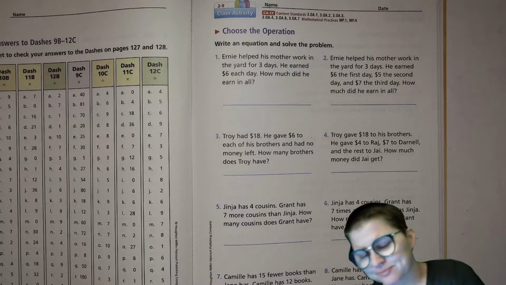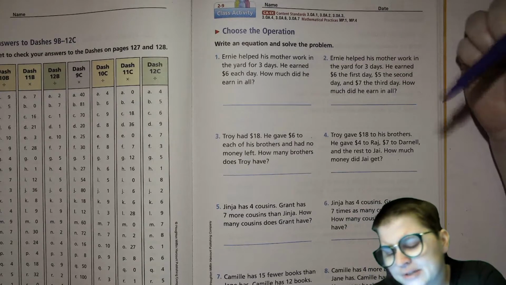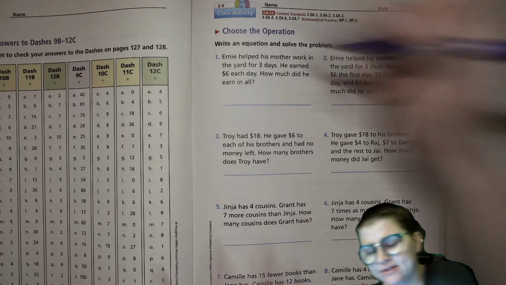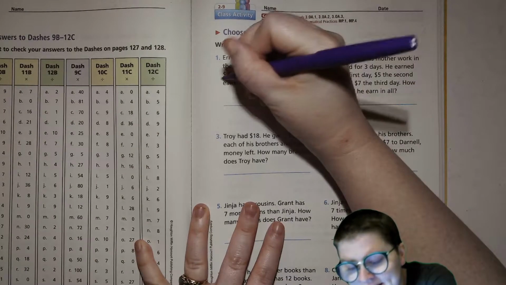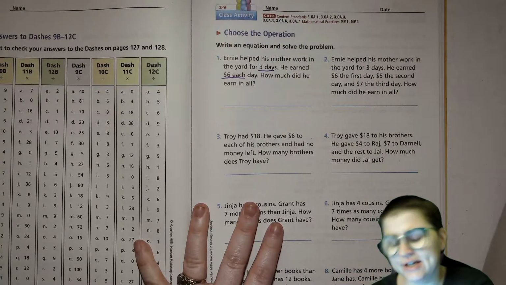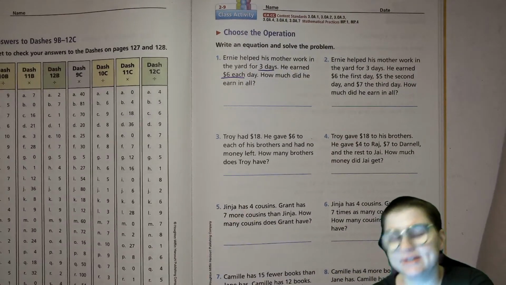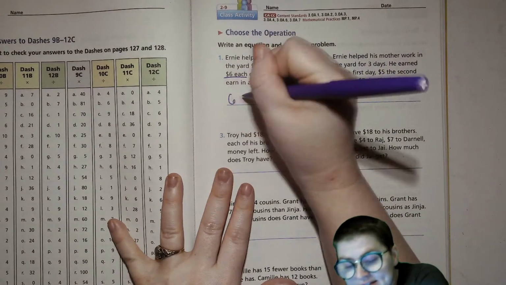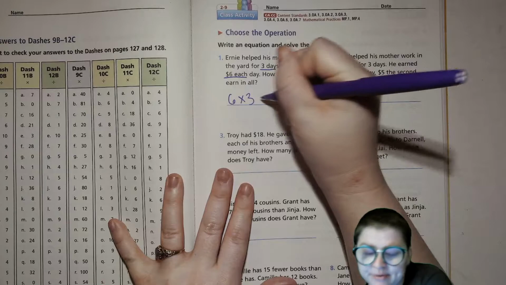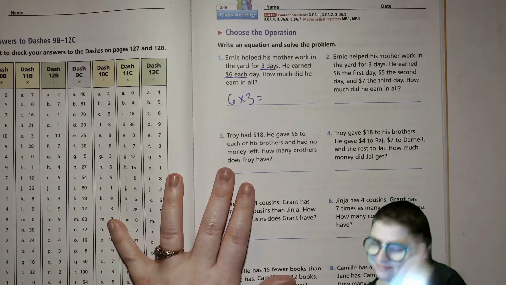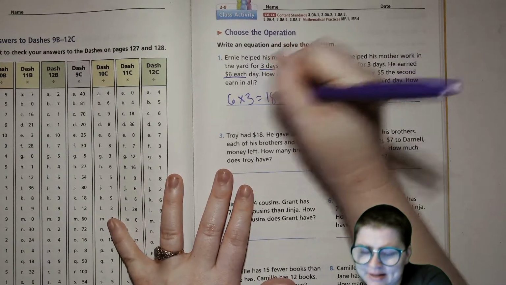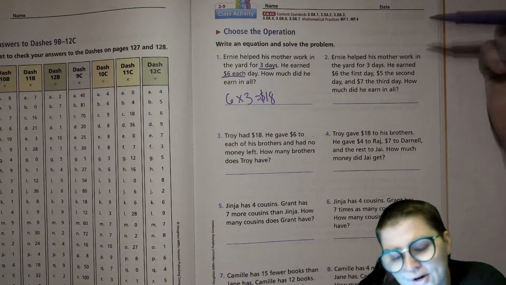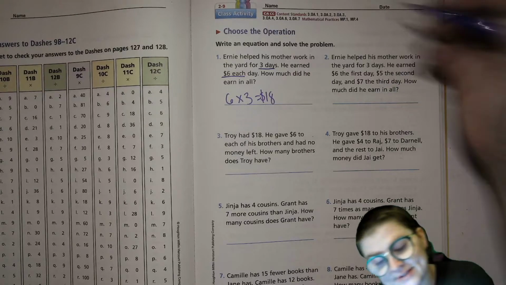All right, so Ernie helped his mother work in the yard for 3 days. He earned $6 each day. 3 days, $6 each day. How much did he earn in all? So day 1, $6. Day 2, $6. Day 3, $6. So that was 6, 3 times. 6 times 3. What is 6 times 3? It's 18, right? $18.